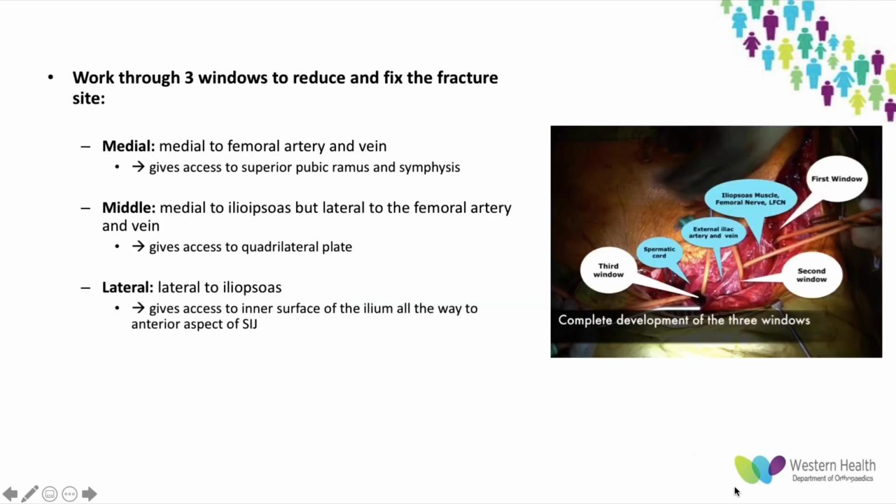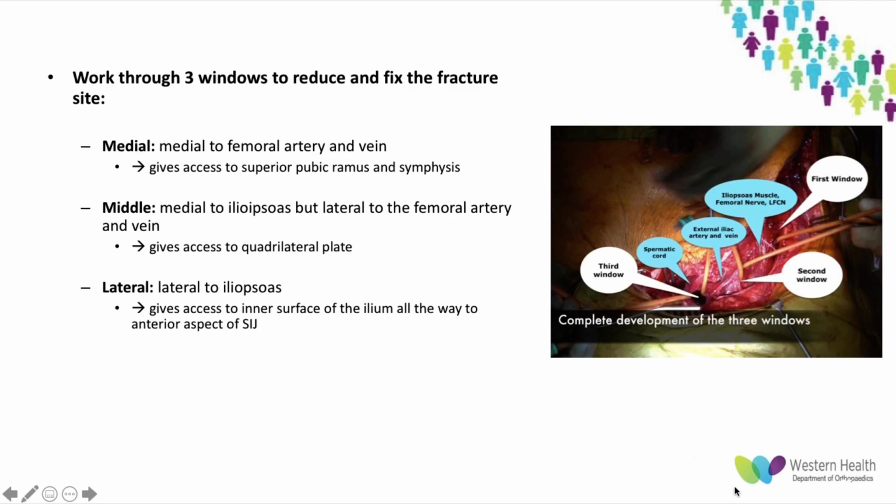So you then end up with 3 windows in the ilioinguinal approach, which you use to reduce and fix your fracture site. So the 3 windows include your medial window, which is medial to the femoral artery and vein. It gives access to the superior pubic ramus and symphysis. The middle window between the femoral artery and iliopsoas gives access to the quadrilateral plate, and then your lateral window, which is lateral to iliopsoas, gives access to the inner surface of the ilium all the way to the anterior aspect of the sacroiliac joint.